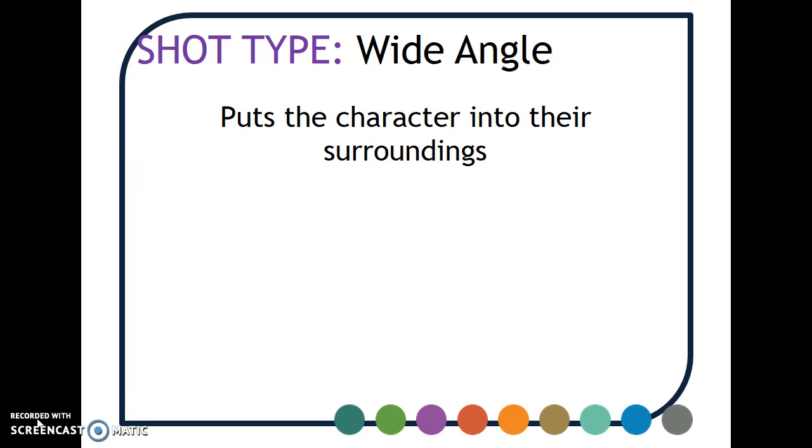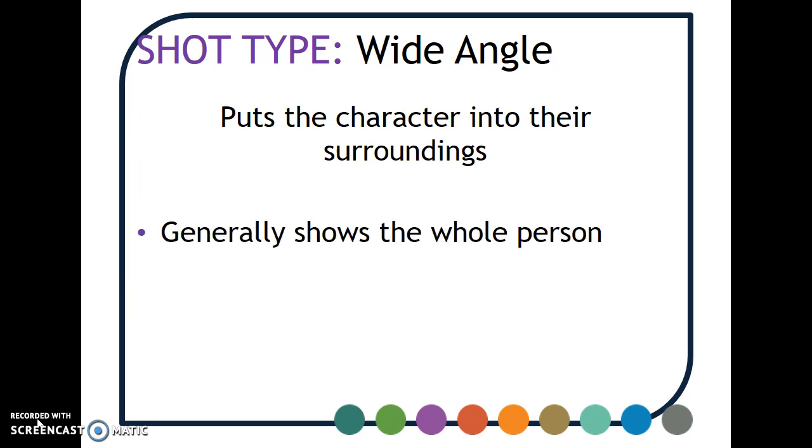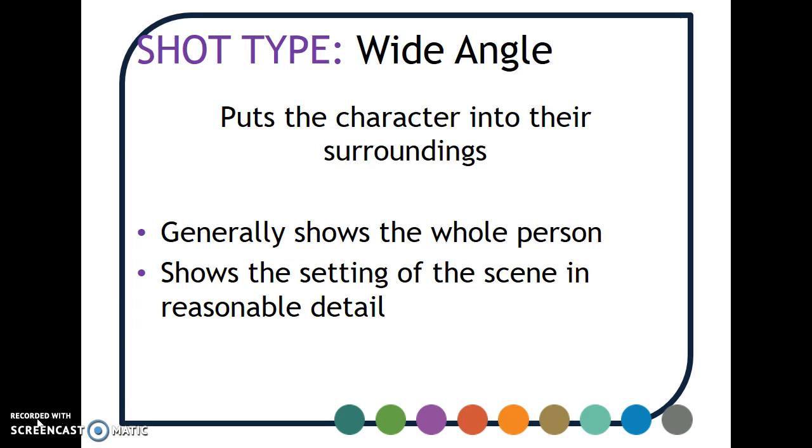The next shot type then is wide angle. It puts the character into their surroundings, so you can see them in context. It generally shows the whole person, so from the top to the bottom of them, and it shows the setting of the scene in reasonable detail compared to some of the other shots.